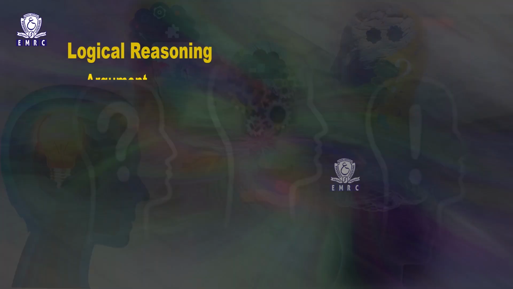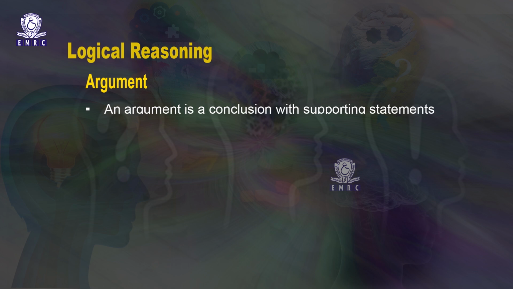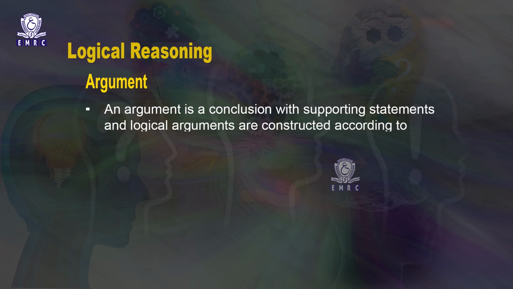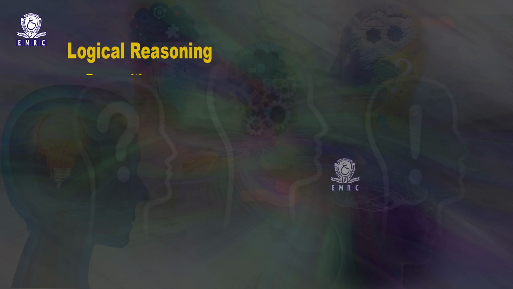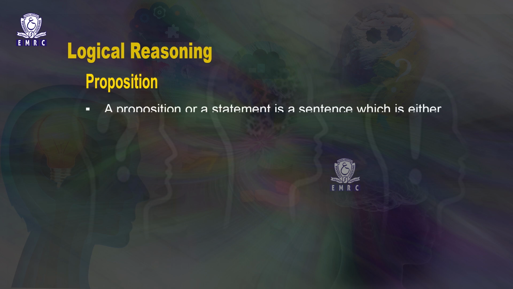So the first thing I want to introduce to you is argument. An argument is a conclusion with supporting statements, and logical arguments are constructed according to certain rules so as to minimize the errors. Now the second basic component of logical reasoning includes proposition. A proposition or a statement is a sentence which is either true or false.